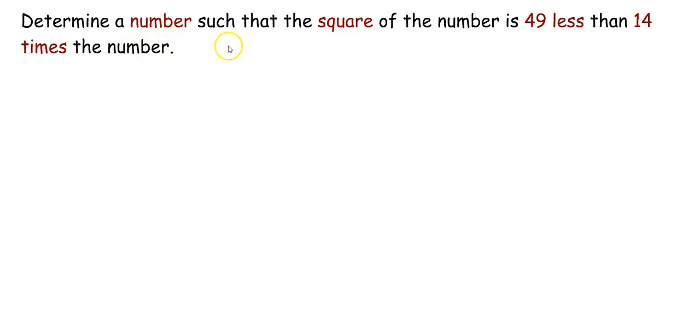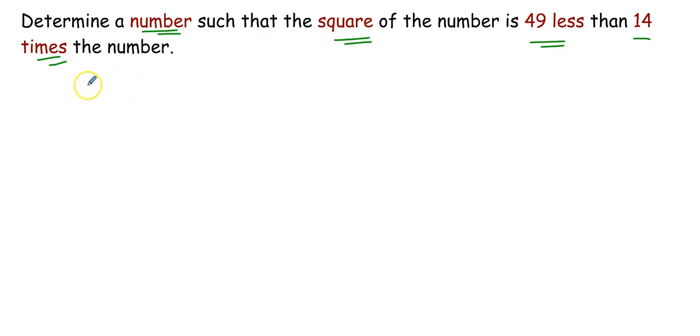Determine a number such that the square of the number is 49 less than 14 times the number. So we are looking for a number. When you square that number, the result is 49 less than 14 times the number. Okay, so we have to find such a number.